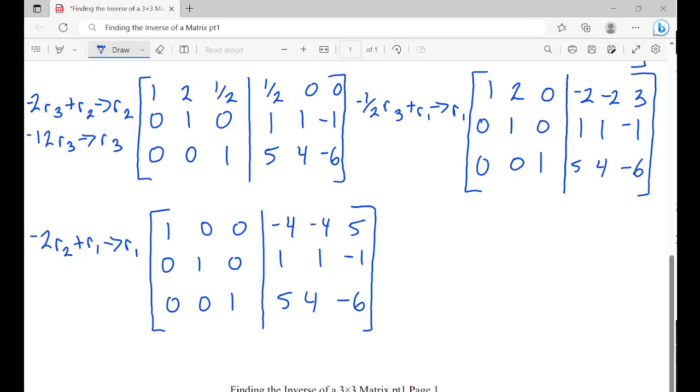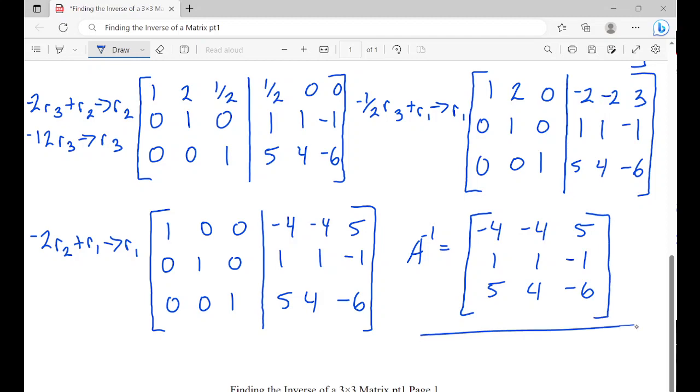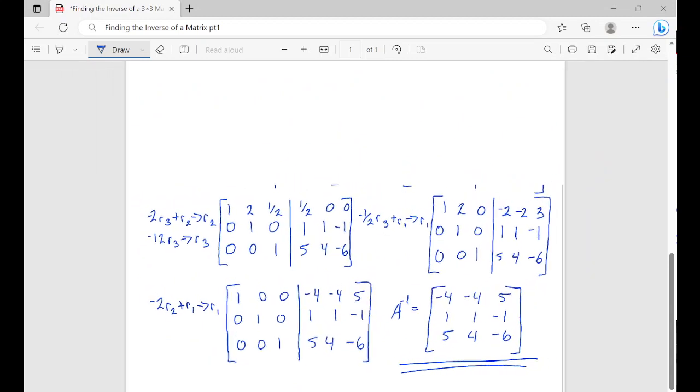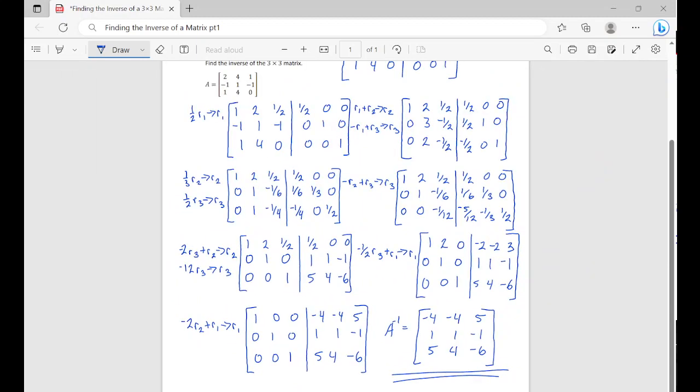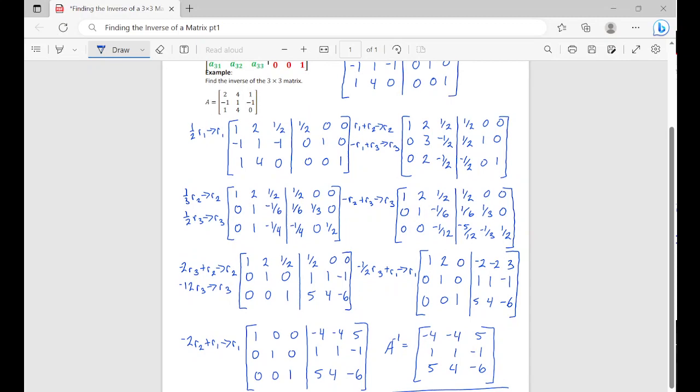So I now have the reduced row echelon form done on the left, which means my matrix on the right is my inverse matrix. So A inverse is equal to negative 4, negative 4, 5, 1, 1, negative 1, 5, 4, negative 6. And that is the inverse matrix for A, and those are the steps you would take to do it for this video.